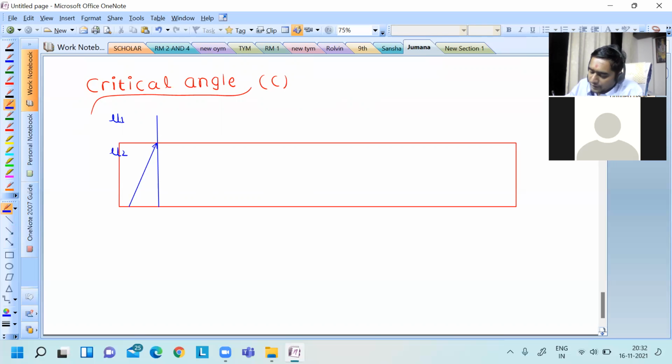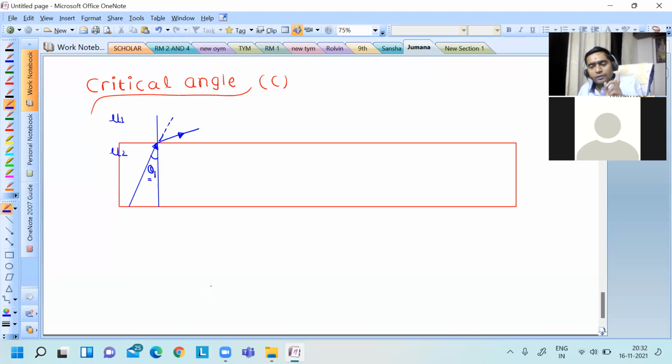You incident a ray of light like this. This is my incident ray. Let me call my angle of incidence theta1. We know that it moves away from the normal like this. But what happens if I increase the angle of incidence? Then it will bend more away from the normal.